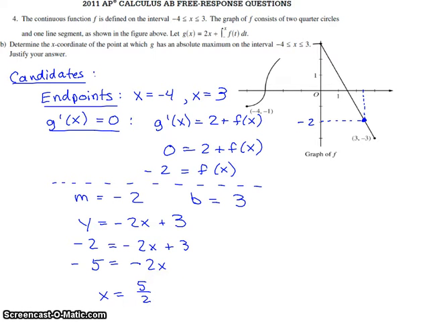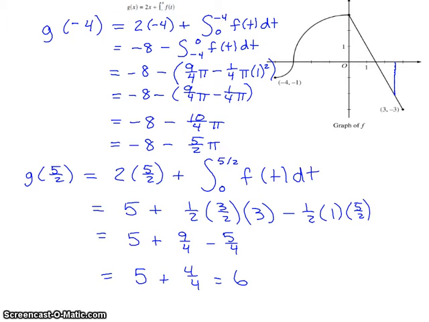What I attempted to do on the next screen is evaluate the function at these candidates. So I evaluated it at g of negative 4. That took a little bit of work. It was similar to evaluating g of negative 3 like we had done in part A. I had to use a little flip of the limits of integration, some area arguments down through here, and I got this value for g of negative 4.